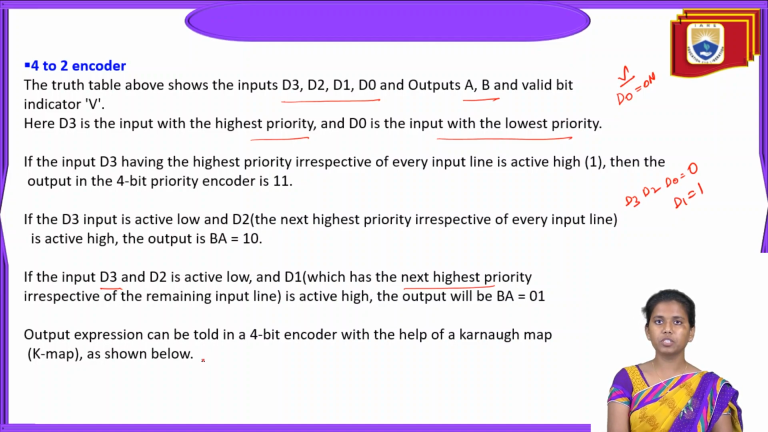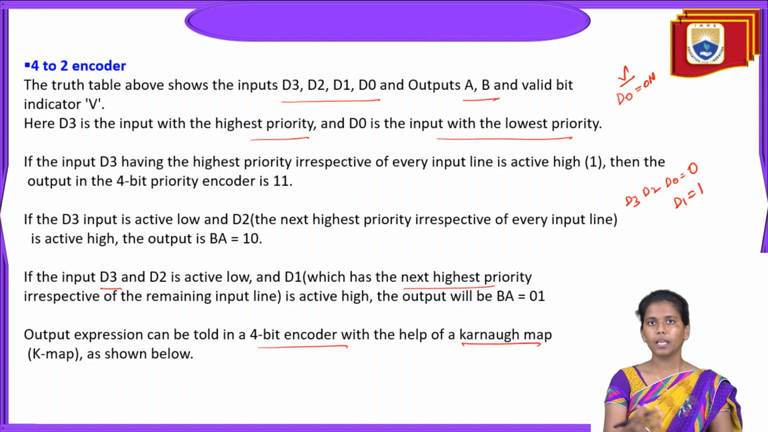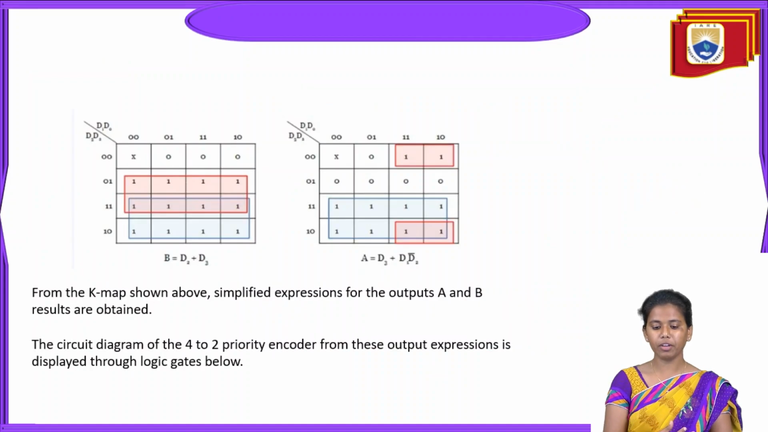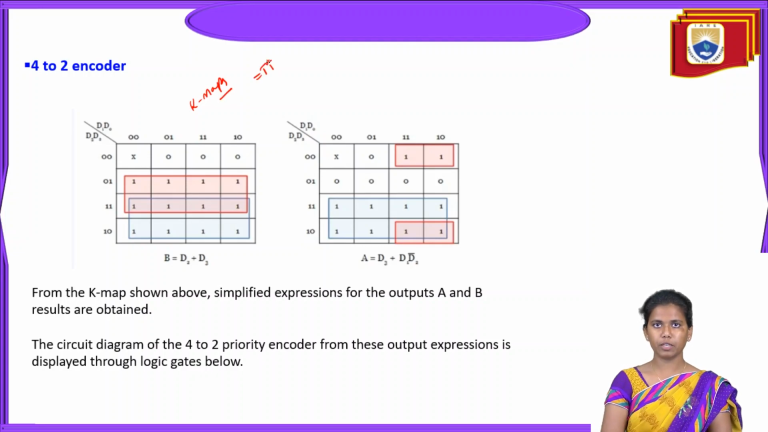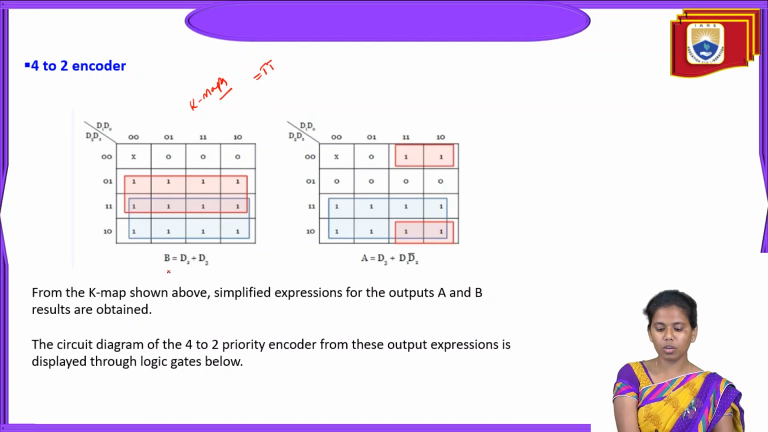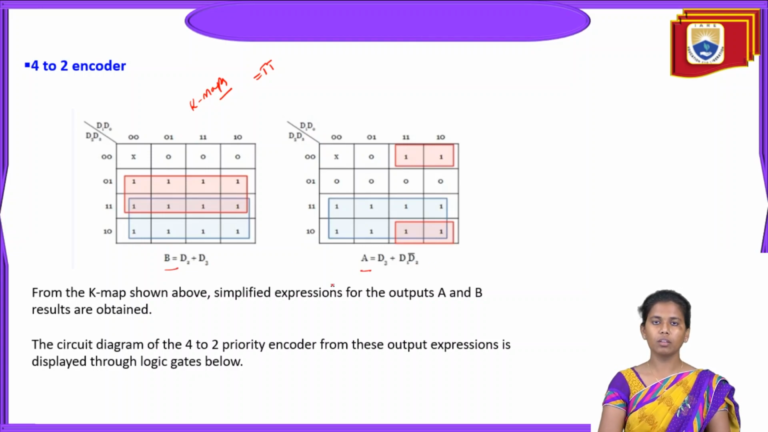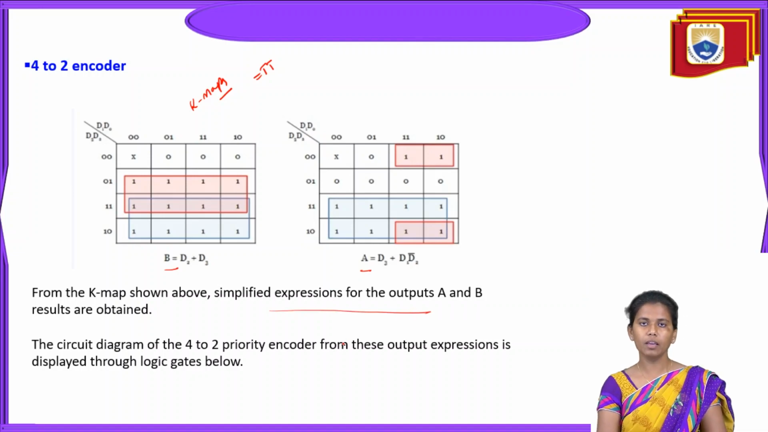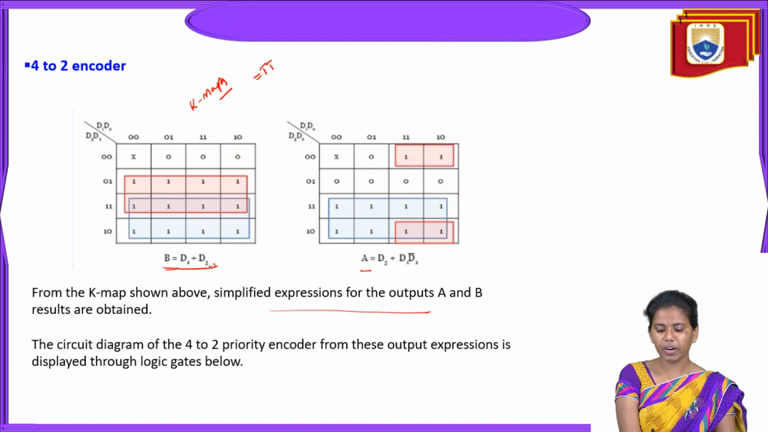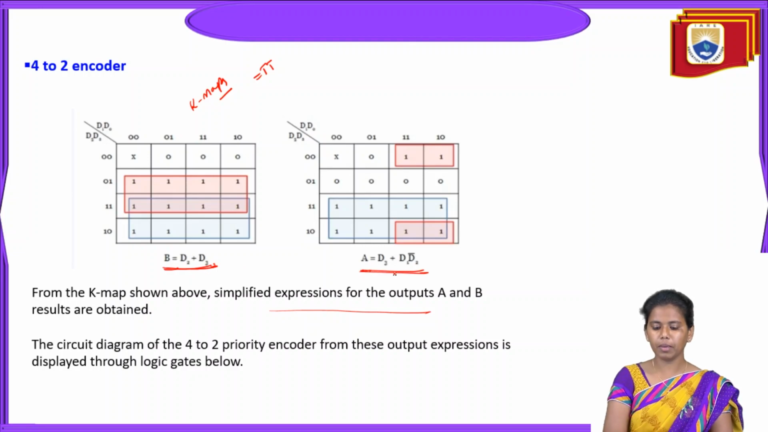Then the output expressions for the 4-bit encoder can be found with the help of Karnaugh maps. Using the Karnaugh maps, we can easily reduce the number of gates here. So these are the K maps, which are drawn with respect to the truth table. This is the truth table based on B, and this is the truth table based on A. So the simplified expressions of the outputs A and B are like this.